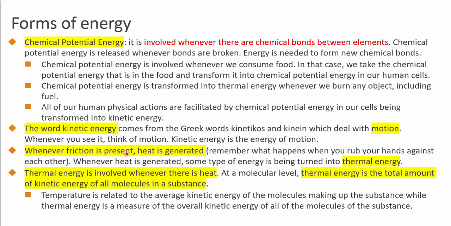Whenever friction is present, heat is generated. Remember, when you rub your hands against each other, they warm up. So whenever friction is present, heat is generated. Whenever heat is generated, some type of energy, for example chemical energy or kinetic energy, like if something is rubbing against something, is going to turn into thermal energy.